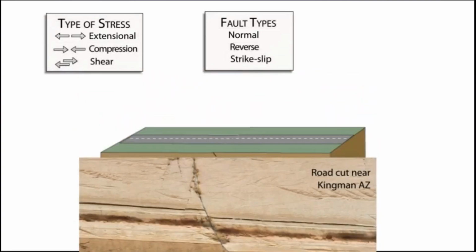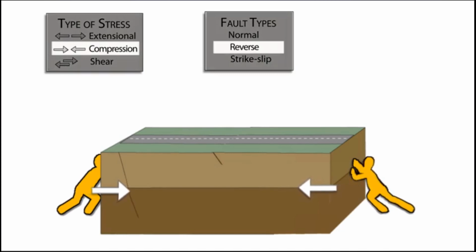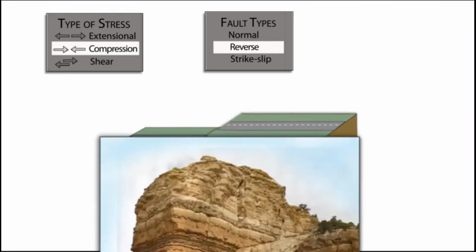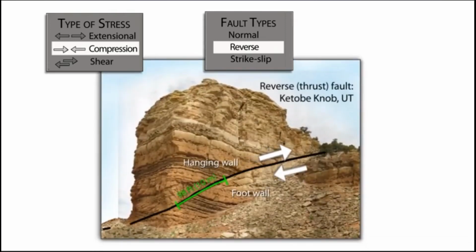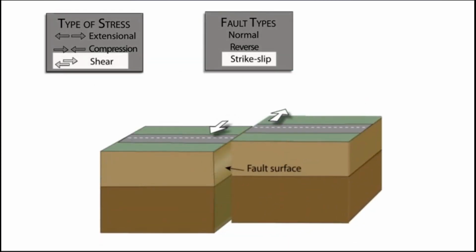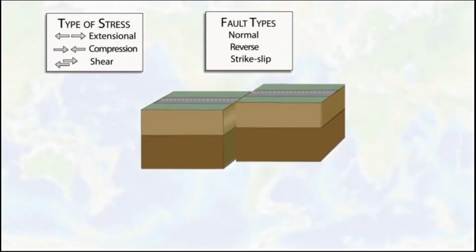If compressive stress is applied to the rock, the effect is to shorten it. The fractures that form look a lot like normal faults, but the motion is in the opposite direction. These are called reverse faults. When the rock is pushed horizontally in opposite directions, the shearing produces strike-slip faults. Most strike-slip faults are close to vertical and involve little to no vertical motion.